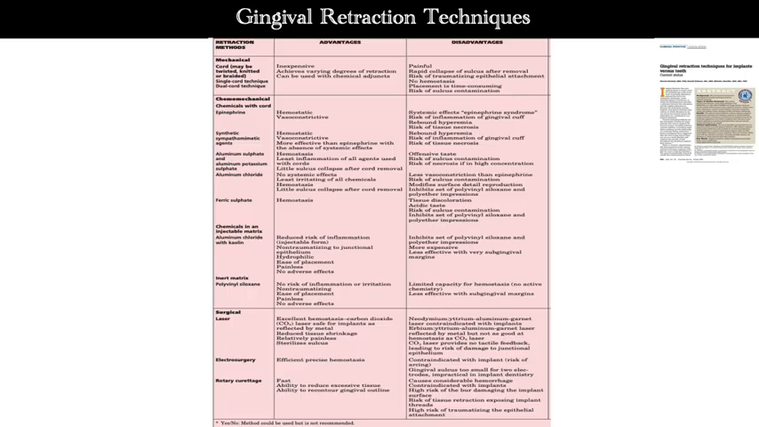Next would be something which I found in the Journal of the American Dental Association. So here they have listed some advantages and disadvantages. It's fairly a classic article. It's not a present article though. I think it was published in the year 2008.